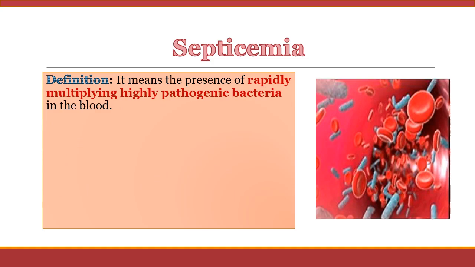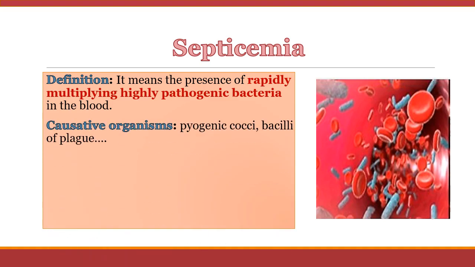The next form of spread of infection to the blood is septicemia. Septicemia means presence of bacteria in the blood, exactly as in bacteremia, but the difference is that septicemia is a more serious condition, where we have a high number of rapidly multiplying bacteria that are very highly pathogenic and virulent, very strong forms of bacteria. So septicemia is like the very bad, very serious form of bacteremia.